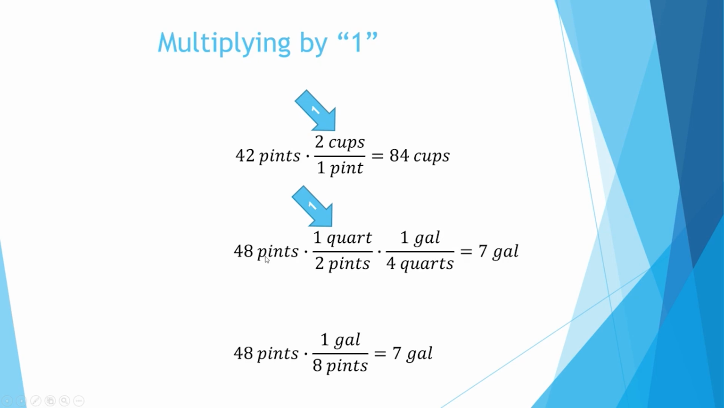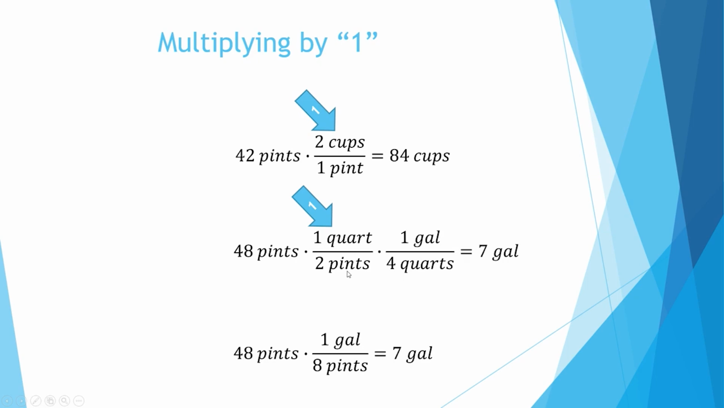Taking 58 pints, and I'm converting that to 7 gallons. I know in 2 pints, there's 1 quart, and then in 1 gallon, there's 4 quarts. So what I can do is take the pints, 48 pints, multiply it by a 1. That is, the numerator and denominator are equal to each other, even though they look different. They're just different units of measure.